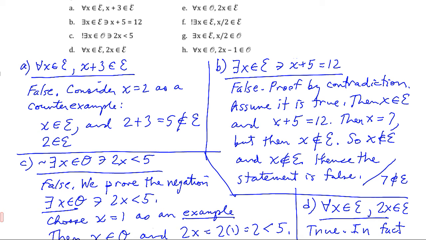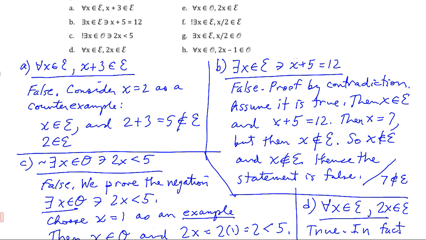The first one says that for all even integers, x plus 3 is even. I'm thinking that if I take an even integer and add 3 to it, I'm going to get an odd integer. So I say this is false, and I'm going to consider x equals 2 as a counterexample. In order to prove a universally quantified statement false, all you need is one counterexample. So x equals 2 is our counterexample. It is even, however 2 plus 3 is 5, which is not even. Okay, so that's a good counterexample.